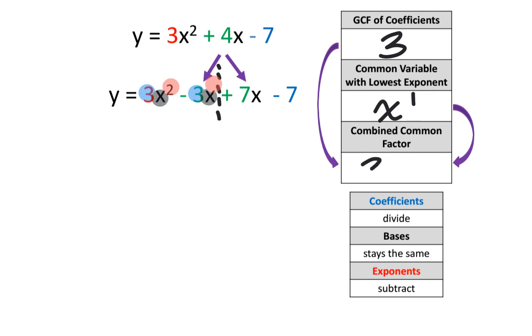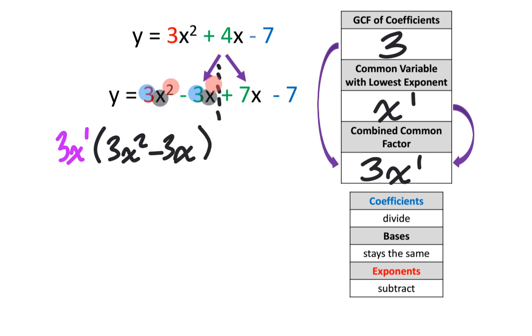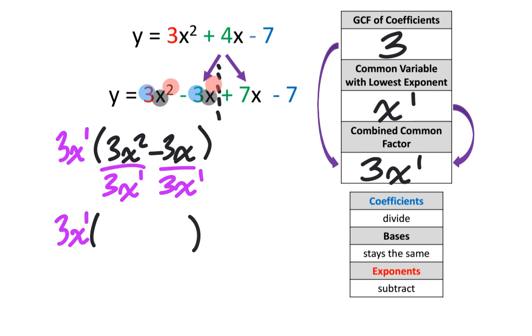And down here, I'm going to combine 3 and x to the power of 1. 3x to the power of 1 is going to be written over here, and I'm going to place those original 2 terms into brackets. Everything inside the bracket is going to get divided by 3x to the power of 1. 3x to the power of 1 is going to stay the same, and the brackets are going to stay the same as well. Since we are dividing terms, that means we're going to be using the quotient rule.